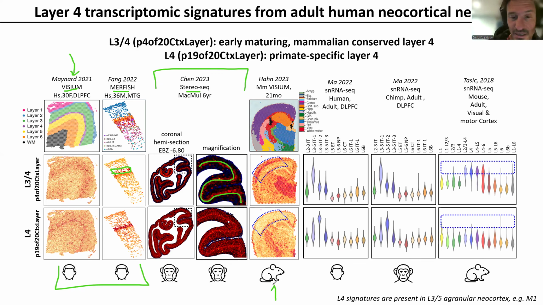The next column starts to get interesting. We're now in the mouse. We can see this layer 3-4 signature very clearly there. It appears it's also shared with a neuronal population in the thalamus, but the layer 4 signature in this row is absent entirely from the mouse cortex.